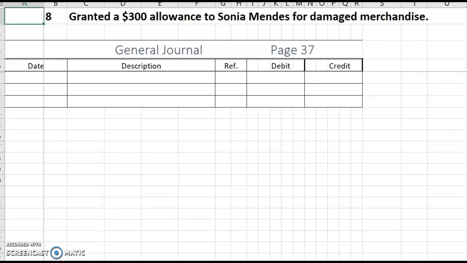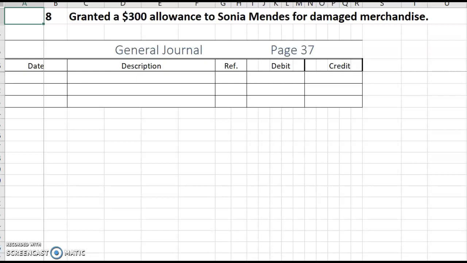Next transaction. We granted a $300 allowance to Sonia Mendez because there was damaged merchandise. So we said, just toss it or do whatever you want with that damaged merchandise. We'll take $300 off your bill since some of the items were damaged. Since we're taking an amount off of her bill, her accounts receivable is going to go down. And we also need to record that this $300 really wasn't a sale, because we're taking it off of what she owes us.